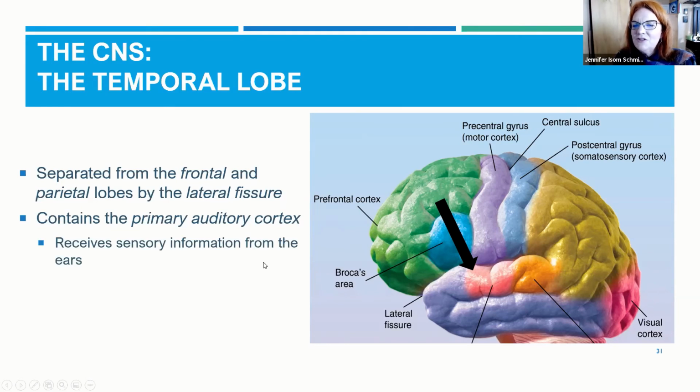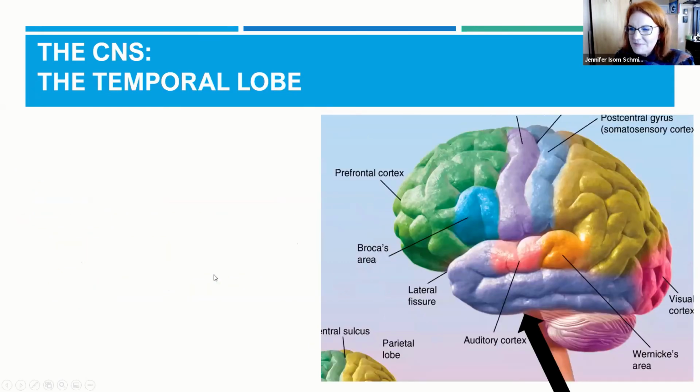So it receives information from the ears, and it processes not only language, but music and any other sort of sounds. Now, it says it receives sensory information from the ears. That's not exactly true, because all sensory information except for olfactory, which is smell, goes through another structure called the thalamus. That's a subcortical structure that I will talk about, hopefully, if we have time in a few minutes.